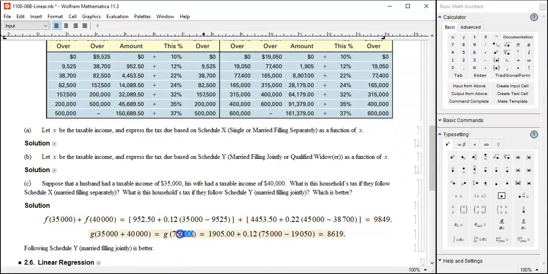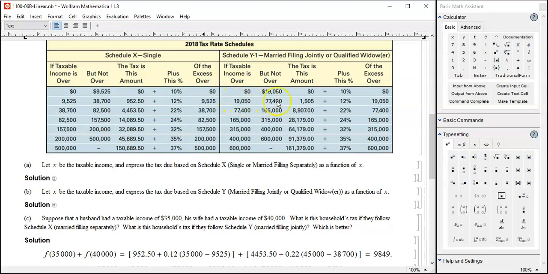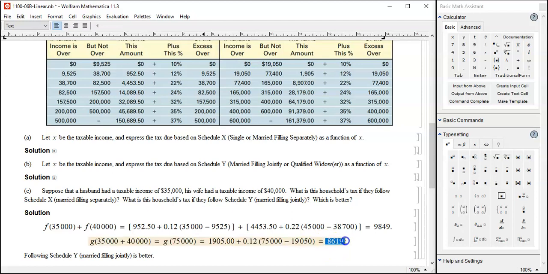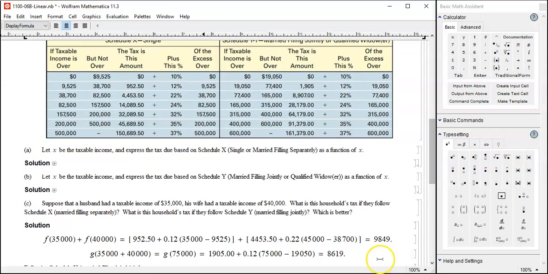which is 75,000. And that falls in the second bracket here with 12%. And add them together, you get 8,619. It makes sense because here, a little bit of the income is being applied with 22% tax. But here, no, not really. Some are 10% up to 19,050. And then the rest is 12%. And no 22%, so married filing jointly is better in this case.